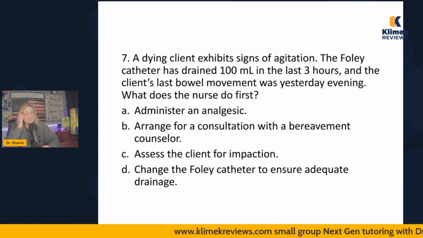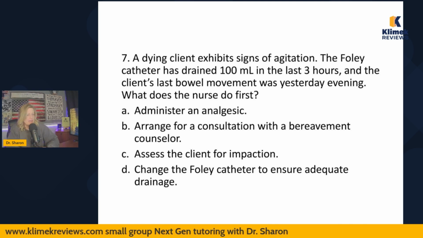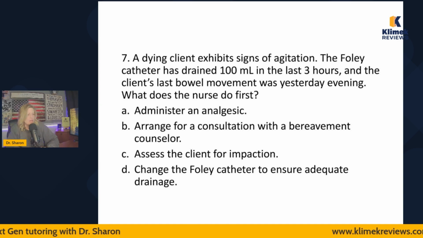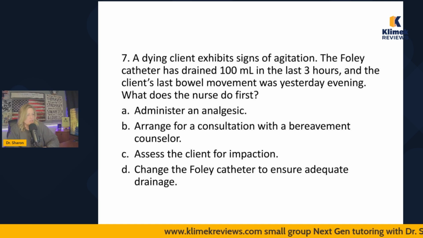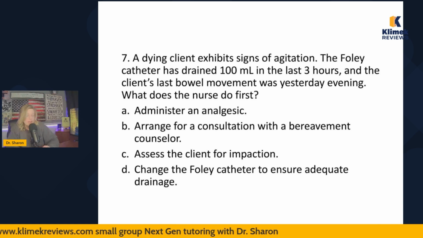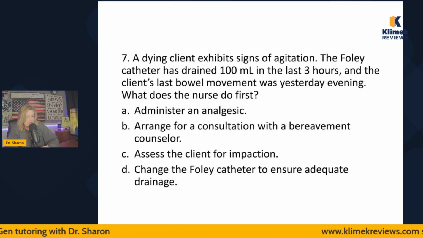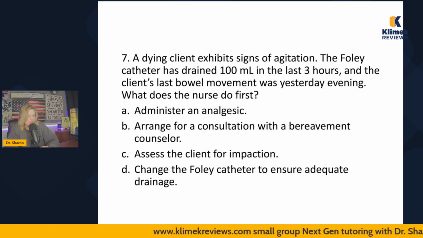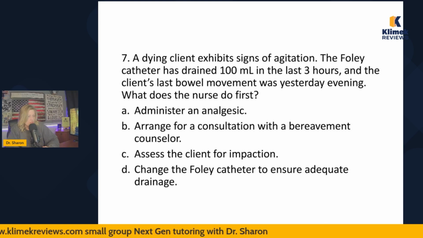A dying client exhibits signs of agitation. The Foley catheter has drained 100 mils in the last 3 hours. So normal urine output is 30 mils an hour. So the urine output is okay. And the client's last bowel movement was yesterday evening. What does the nurse do first? So they're agitated. The Foley catheter is draining adequate amounts of urine, and they had a bowel movement last night. All right. A, administer an analgesic, which is pain medication. B, arrange for a consultation with a bereavement counselor. C, assess the client for impaction. D, change the Foley catheter to ensure adequate drainage.